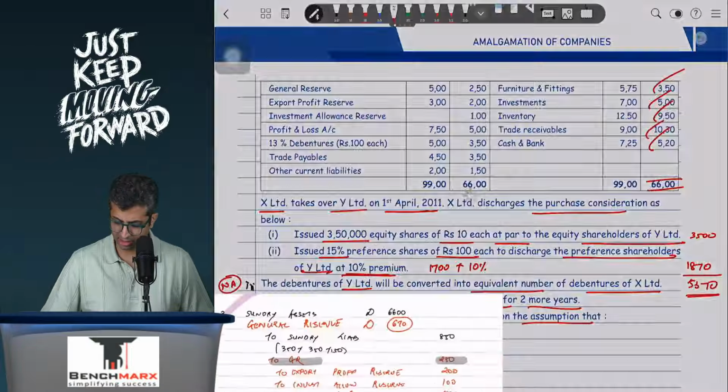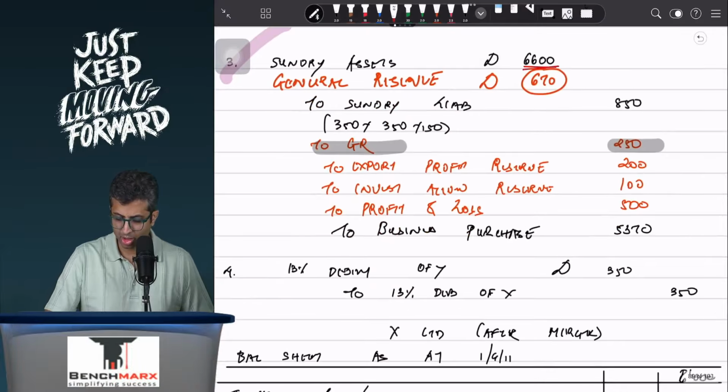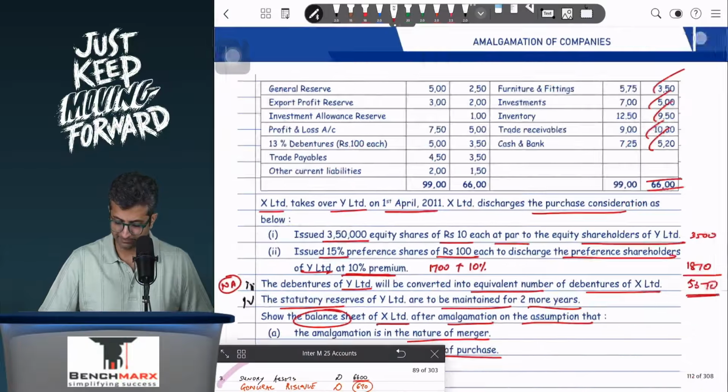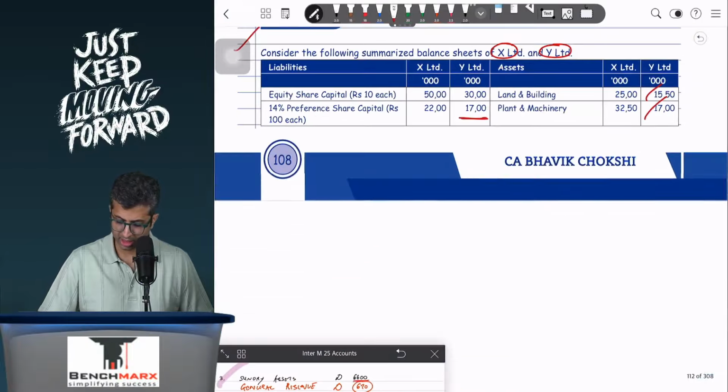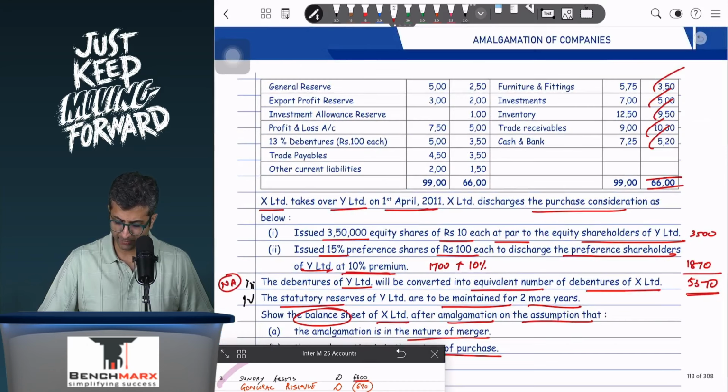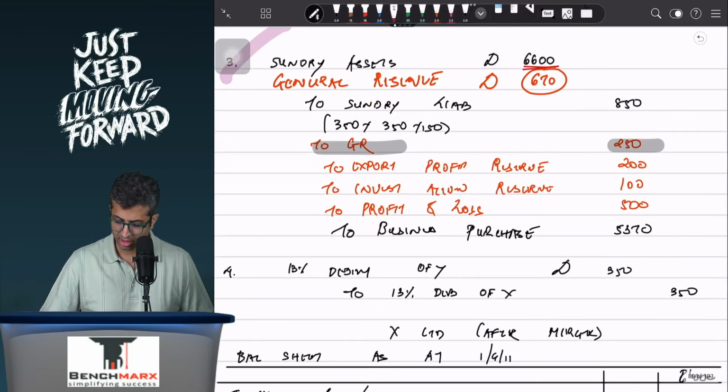Can I say this is 6600 to liabilities? Okay, what will I take over in liabilities? Well, I will take over trade payables, other current liabilities, debentures, everything. So this is what? 700 and 150, maybe 850 worth of sundry liabilities. Okay, this is sundry liabilities worth 850.